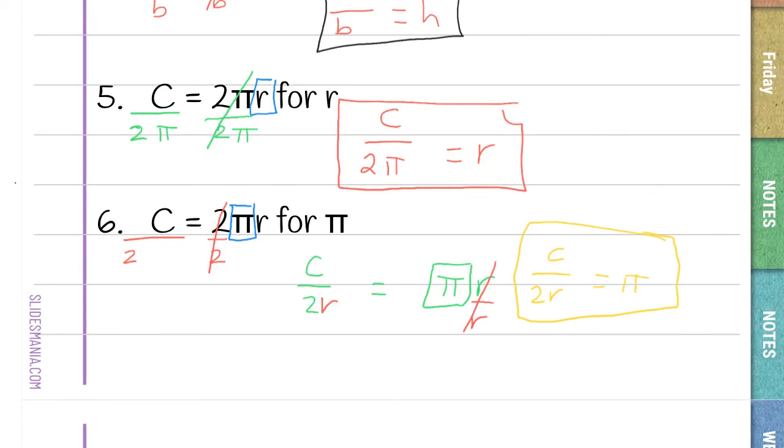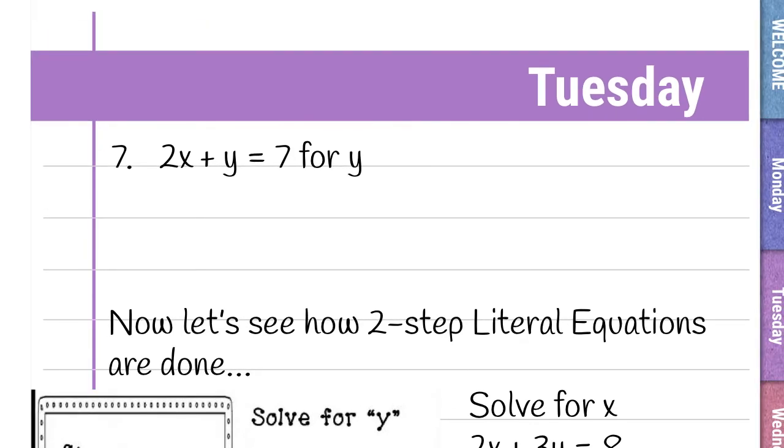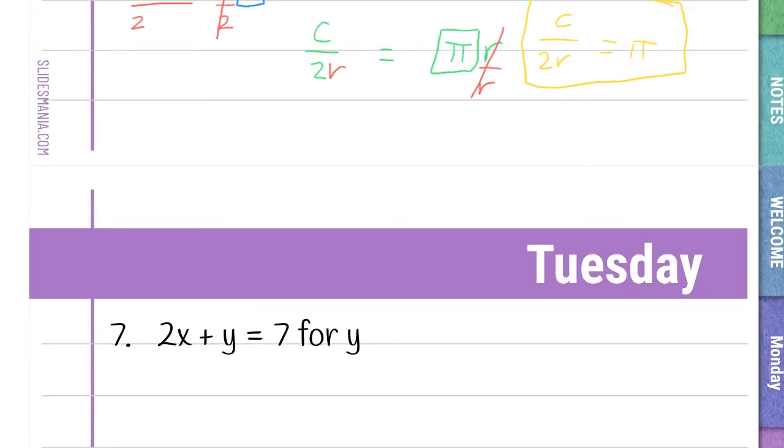All right. Now, these are 2 steps, so I'm going to make a separate video for this one, okay? Let me know if y'all have any questions.